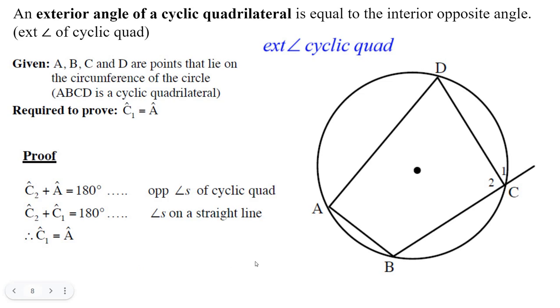that C1 is equal to A. And just like that, you know, if you have two angles that are supplementary in a quad, it means you could put a circle around it. It means that the quadrilateral is cyclic. So you can use opposite angles in a cyclic quad to prove that a quadrilateral is cyclic.